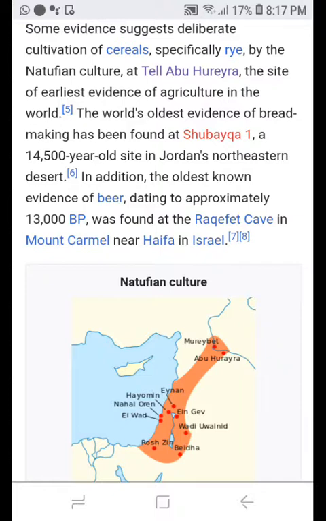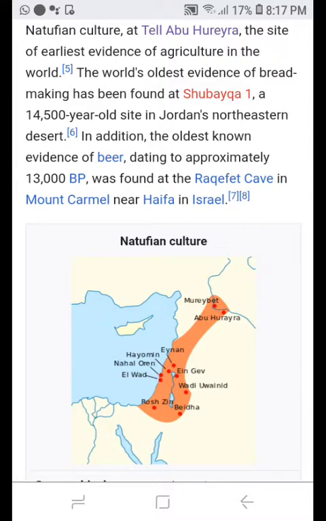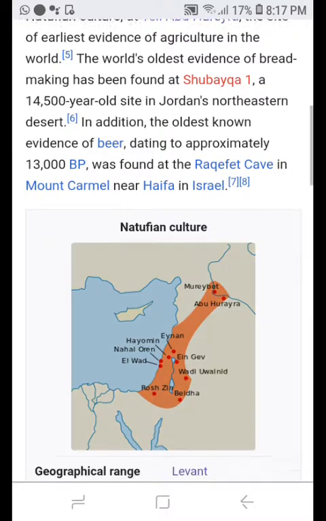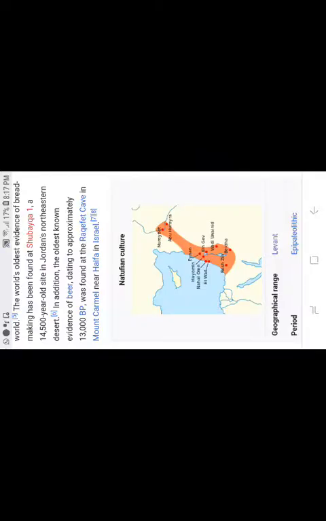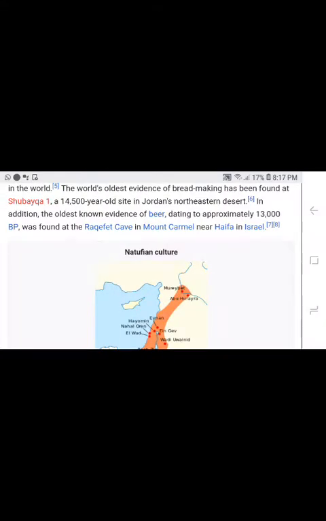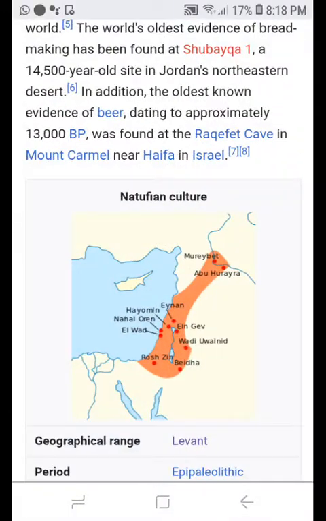It says the world's oldest evidence of bread making is being found at Shubayqa, a 14,000-year-old site in Jordan's Northeast Desert. Okay, these people are dangerous, but I don't know why they put these facts there. I know why. Satan just in control. In addition, the oldest known evidence of beer, because black people, African, Bantu, Hebrew Israelites from Africa, we make beer. We can make beer, we can make palm wine, any rum, strong drink, whatever it is. We were the first people to do this on this earth.